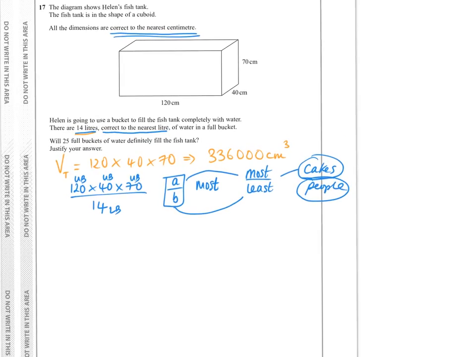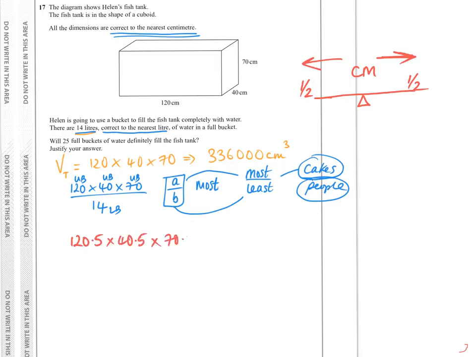So let's have a look what we'll have. If we want these to the nearest centimetre, I always look at this like a seesaw. If you cut it in half, you can have half a centimetre either way. So in this case, if we want to go the upper bound or the lower bound, then we can look at it accordingly. We want to go upper, so we want to add half a centimetre. So we're going to have 120.5 times 40.5 times 70.5.